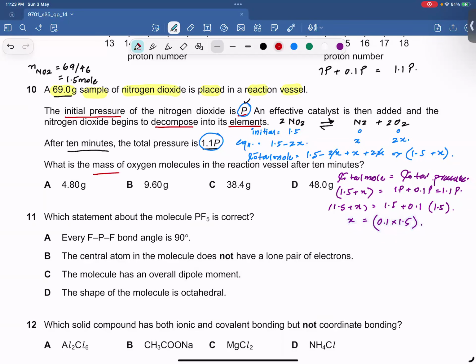Examiner is looking for the mass of oxygen, which means I need to find the moles of oxygen, and the moles of oxygen can be calculated by using this 2x. I've got the value of x, which is 0.1 into 1.5. So the moles is going to be 0.3. Mass of oxygen is basically what? 0.3 into 32. So 0.3 into 32 is going to be 9.6 gram.